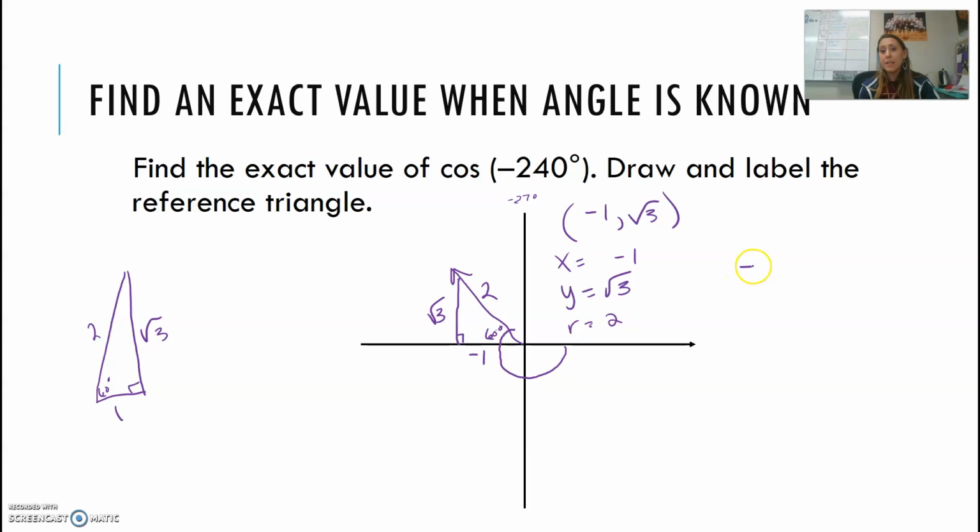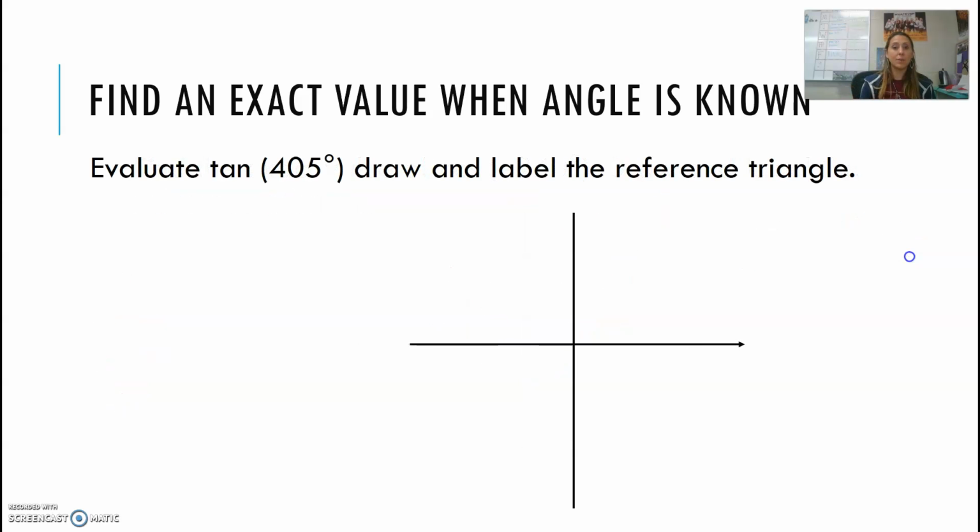So I have here, we'll write cosine of -240 degrees is equal to -1 over my hypotenuse, which is 2. So -1 over 2. It's the exact same answer as the one before, but we're looking at a different triangle, which is a little bit crazy. All right, let's go into the next one.